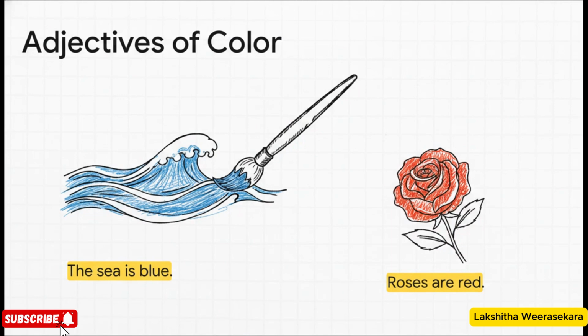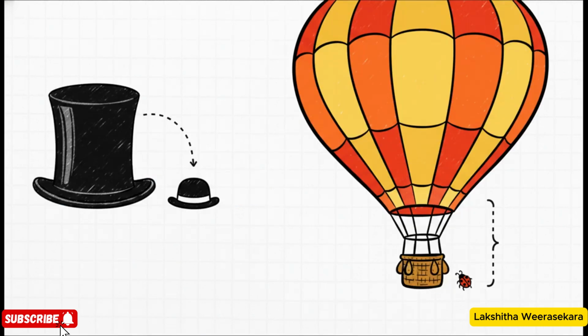Adjectives are how we paint our world with words. It's not just a sea, it's a blue sea. They're not just roses, they're red roses. These little words add pictures to our minds and just bring our language to life. And they also give us a sense of scale. A hat isn't just a hat, it could be a big hat or a small one. An insect might be tiny, while a balloon could be huge. These words give our nouns some real-world context.